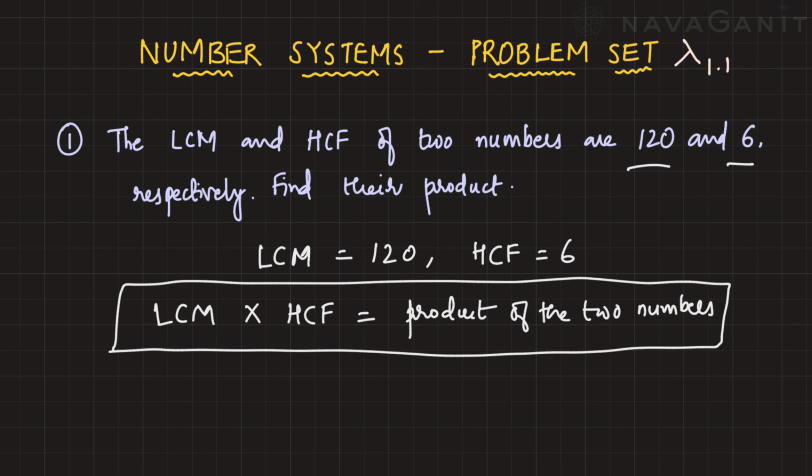So what do we need to find? Product of two numbers. So in this case this is LCM multiplied by HCF, that is 120 multiplied by 6, which is 720.